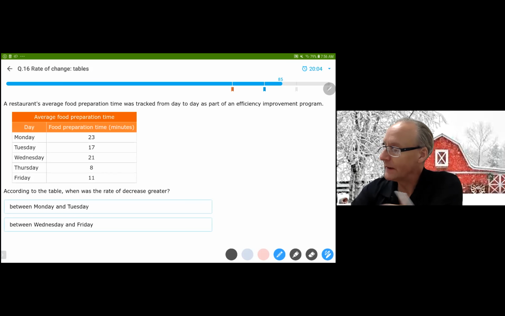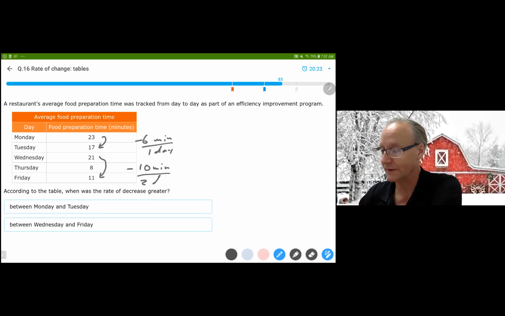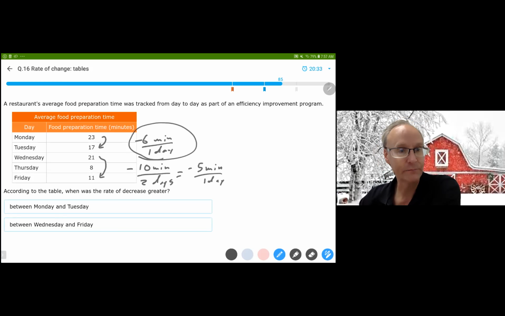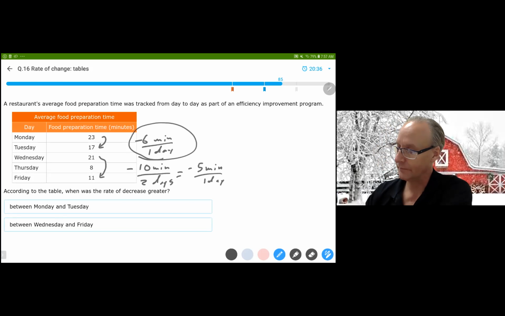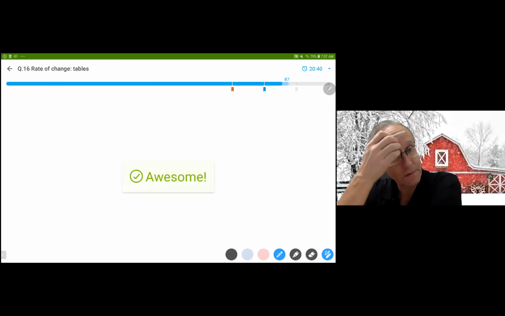Now this time, food prep time. Between Monday and Tuesday, our food prep time went down 6 minutes over one day. And between Wednesday and Friday, it went down 10 minutes over a period of 2 days. And again, that's going to be down 5 minutes per day. So the rate of change was greater from Monday to Tuesday. The rate of decrease, it's a little confusing, but there it is. Hopefully it's clear.